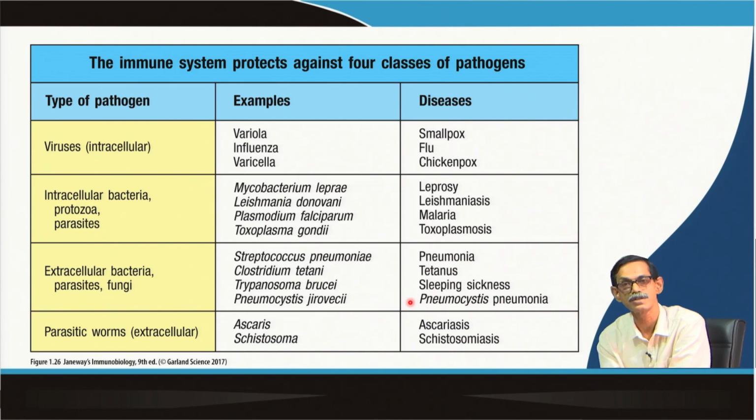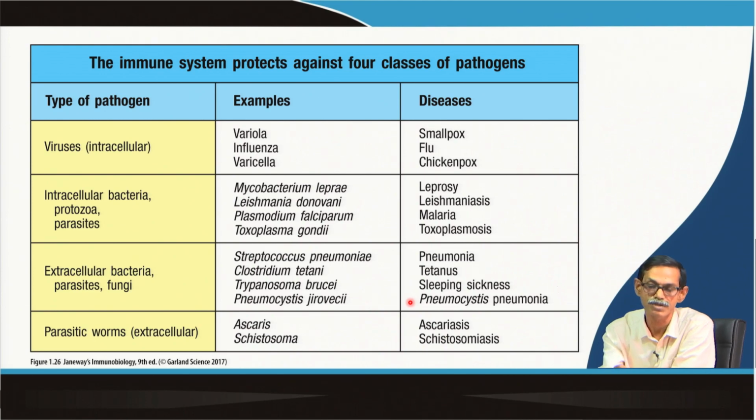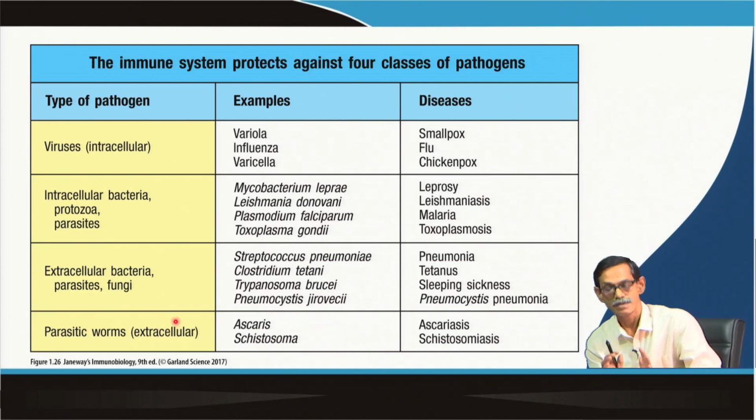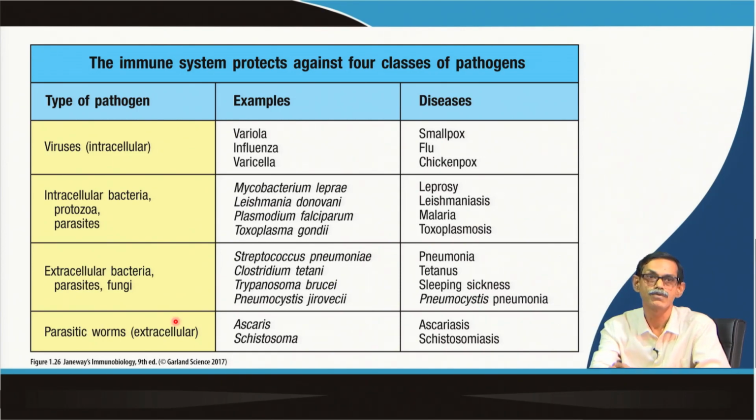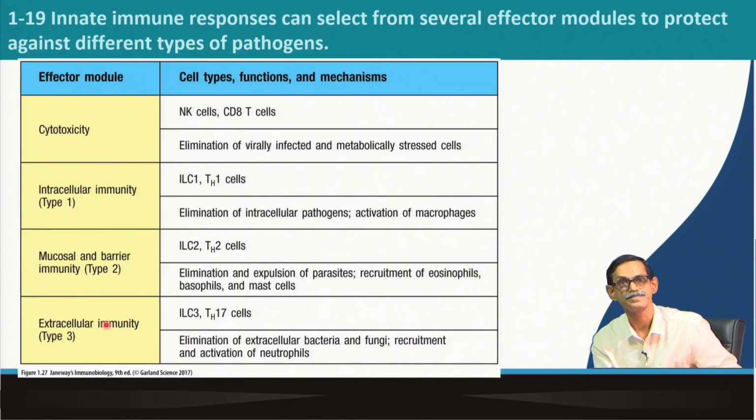If you remember, it is good, like which organism causes which disease, but in general we have to remember there are 4 types. One is virus, pathogen that antibody can handle. The pathogens are the virus, intracellular bacteria, protozoa or parasite, extracellular bacteria, parasites, fungi, and parasitic worm which is also extracellular. So, the immune system or the effector function of antibody is going to handle all these 4 different kinds of organism or pathogen.